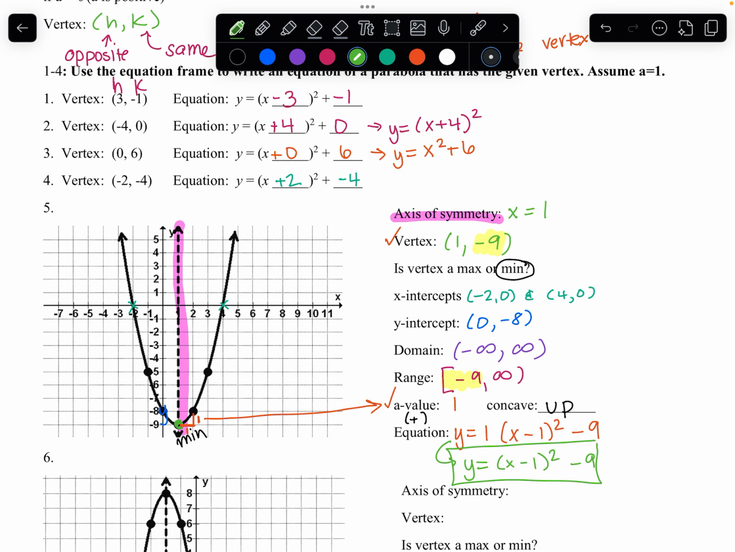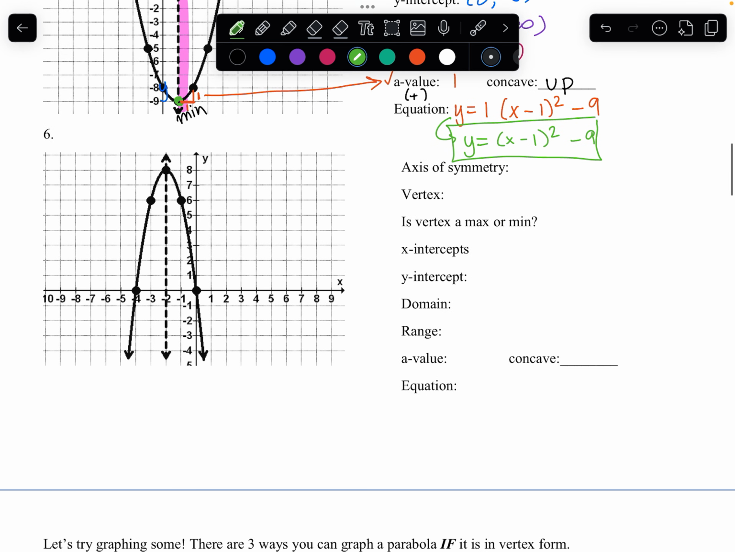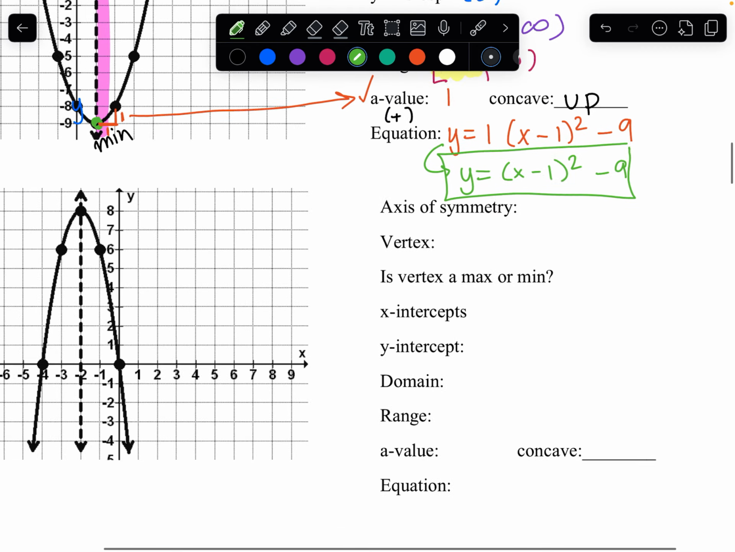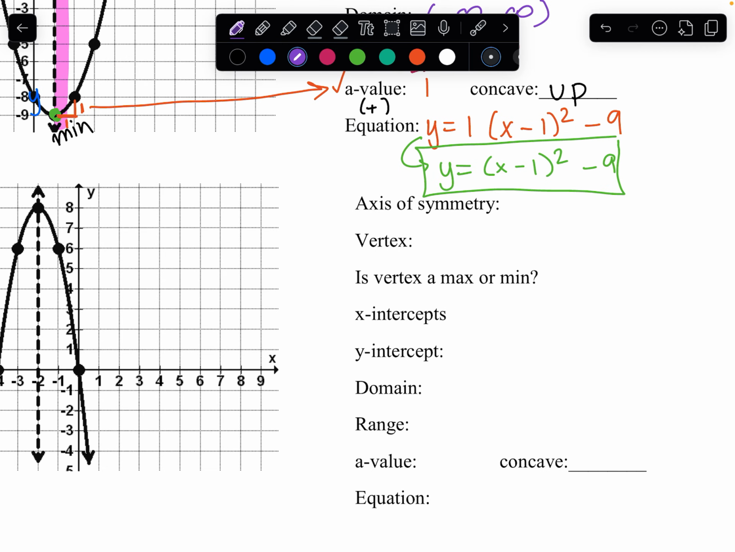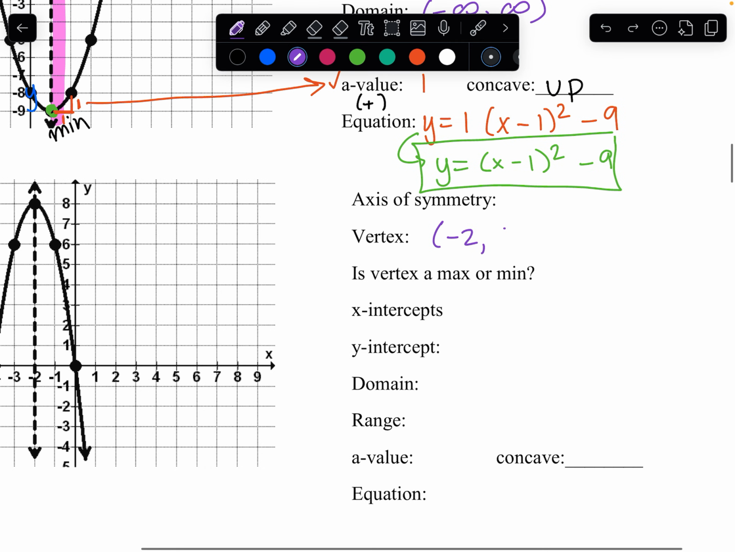There's your answer. Okay, I'm going to pause the video, and I want you to try number 6 on your own. Okay, hopefully this is what you got. Here we go. Vertex, negative 2, comma, positive 8. Axis of symmetry is x equals negative 2. It is a maximum because it is the highest point.